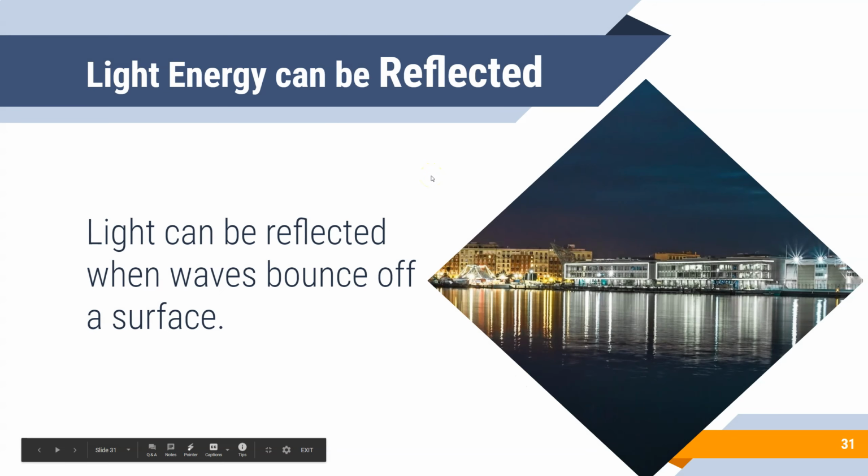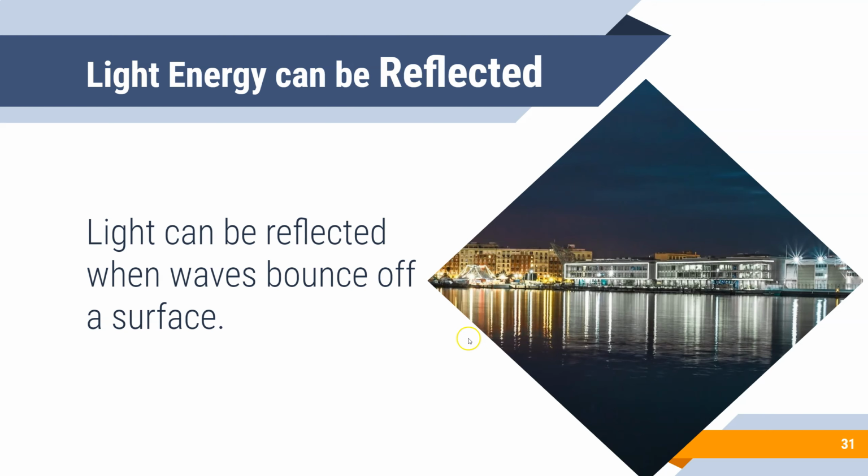If it's reflected, right, the light basically bounces off of the surface. A really good example of that is when light is reflected off of water. Water does a really good job of reflecting the waves of light, and they just literally bounce right off the surface.